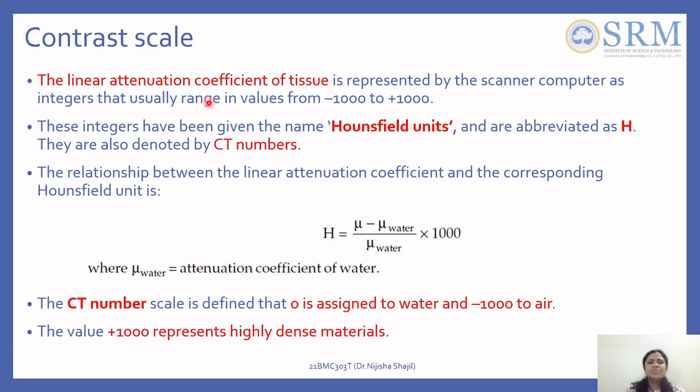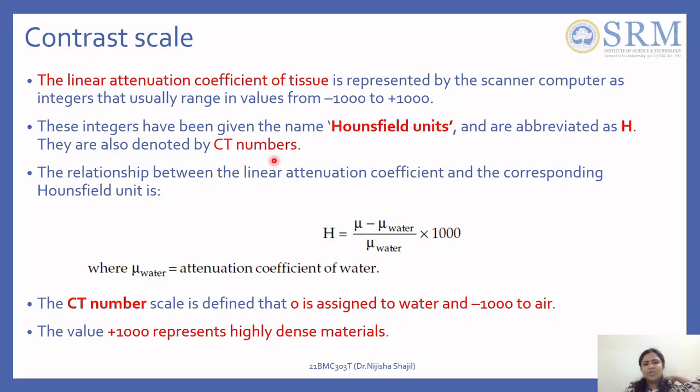The linear attenuation coefficient of the tissue is represented by the scanner, and it usually consists of a value from -1000 to 1000. Whatever value you get, you're going to normalize it to -1000 to 1000. This value is given as the Hounsfield unit, based on the inventor of the CT. It is written as H, and this is called a CT number. So whatever attenuation coefficients you have, all of that is normalized to -1000 to 1000.